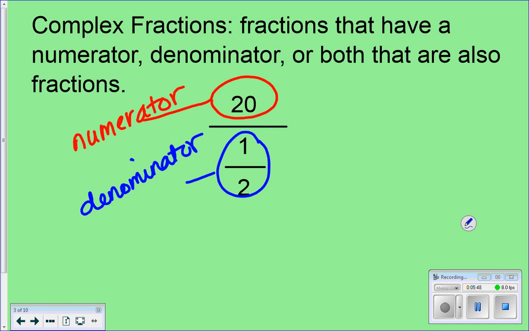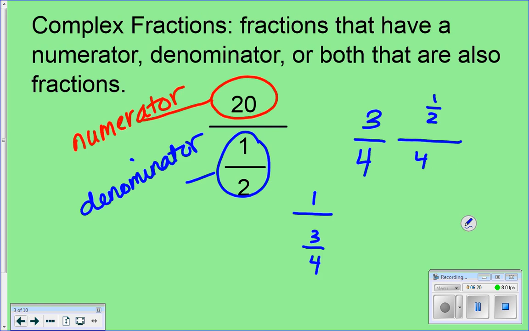So let's say you have a fraction that looks like this. In a normal fraction, we have 2 whole numbers, top and bottom. But in a complex fraction, you might have a fraction on the top, 1/2 over 4. You might have a fraction on the bottom. It might look like this, 1 over 3/4. Do you see the difference? So you're going to have a fraction in a fraction. It's really not that scary. Trust me.